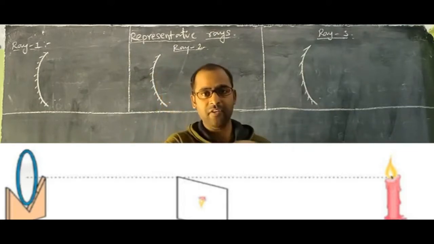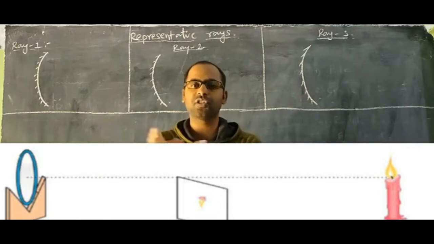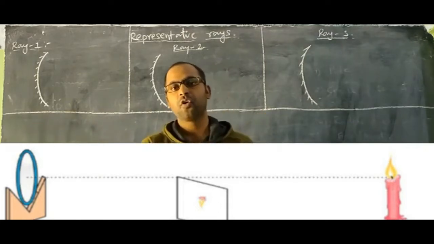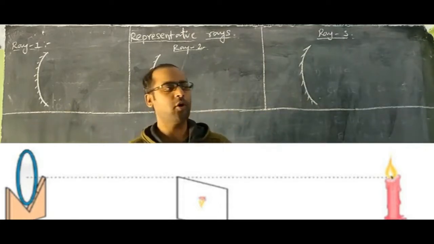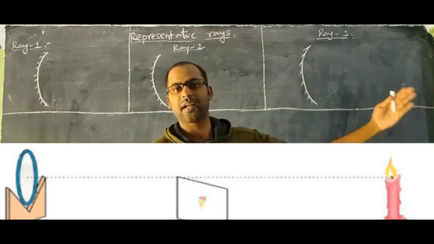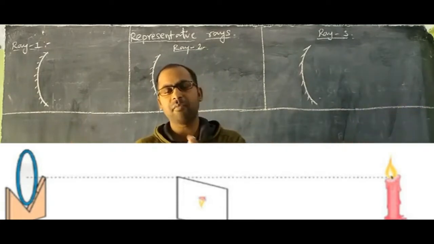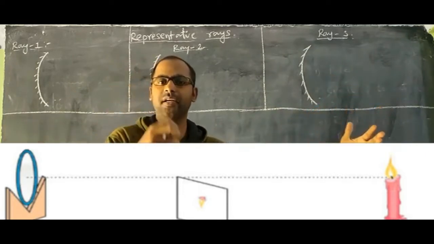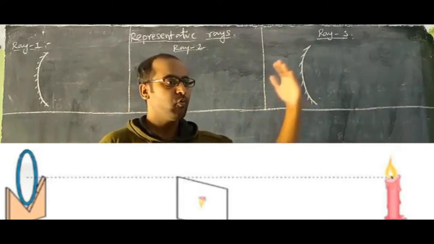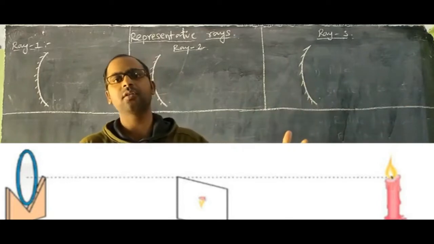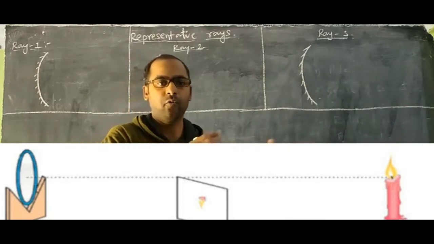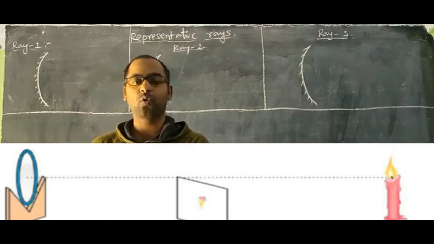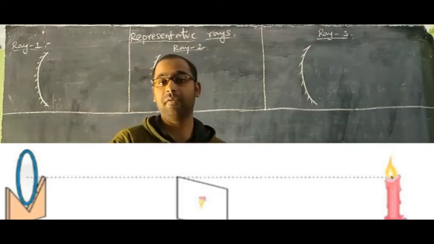And if we change the object position, the image position also will change in front of the concave mirror. So when the object is at infinity distance, that means the sun, then the image will be formed at the focus. So when the object is at infinity distance, the image will be formed at the focal point. Then when the object is nearer to the mirror, what would happen? When the object comes closer to the mirror, where will the image be formed?